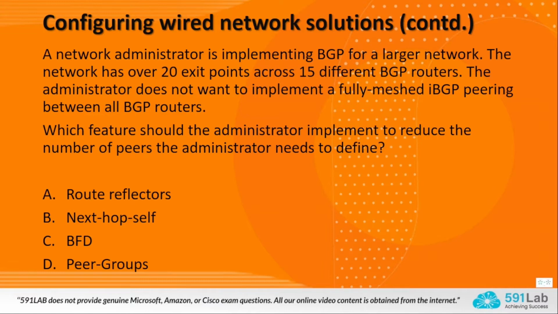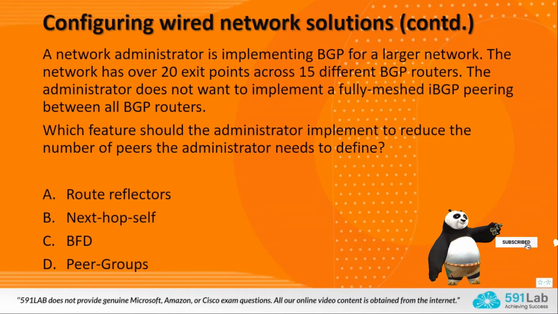Option C, BFD, bidirectional forwarding detection. It provides a general purpose, standard, protocol independent, fast failure detection mechanism. It can detect and monitor the connectivity of links in IP to detect communication failures quickly. BFD operates independently of media, data protocols and routing protocols, but it doesn't reduce the number of IBGP peering between BGP routers. So this is not correct.